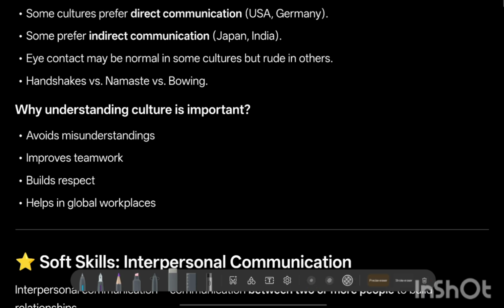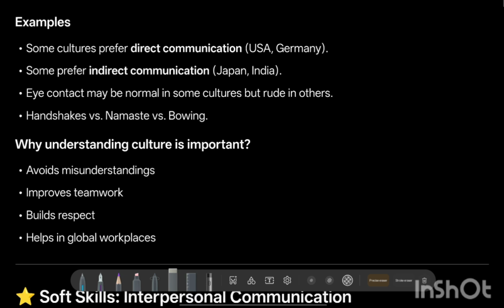ठीक है, वाई अंडरस्टैंडिंग कल्चर इज़ इम्पॉर्टेंट, बिकॉज यू नीड टू अवॉइड मिसअंडरस्टैंडिंग, इम्प्रूव टीम वर्क, you need to actually improve your teamwork, because if you are working in MNCs or you're working with international people, you actually need to improve your teamwork, build respect. Actually, you need to have respect for each other's culture and each other's time difference also. It helps your global work spaces.